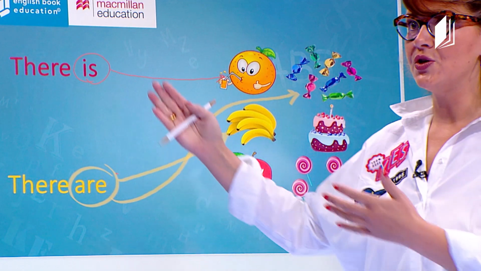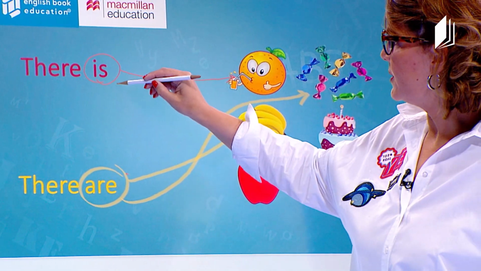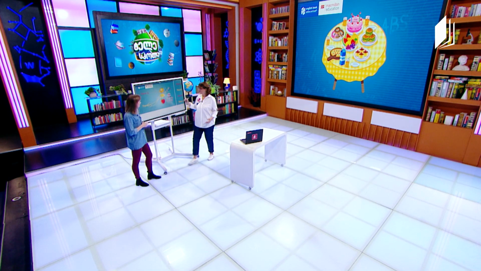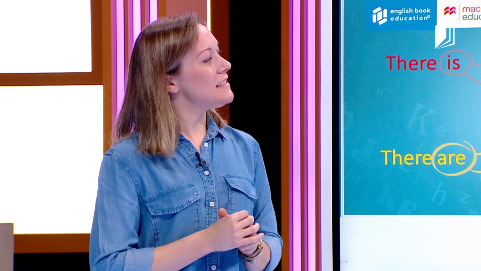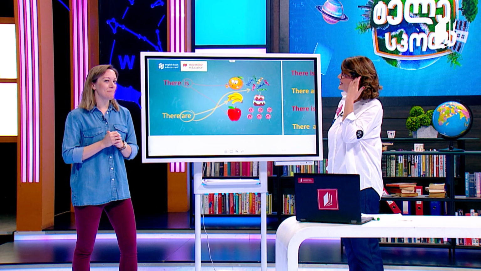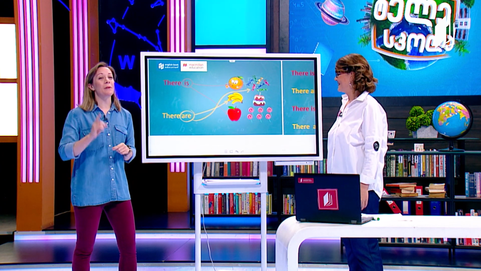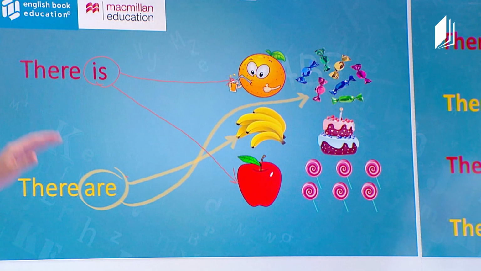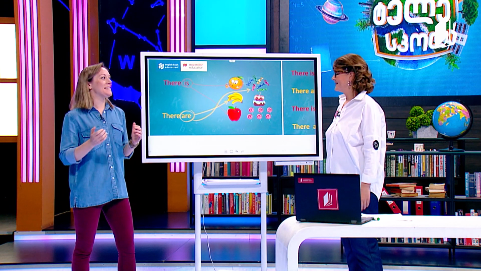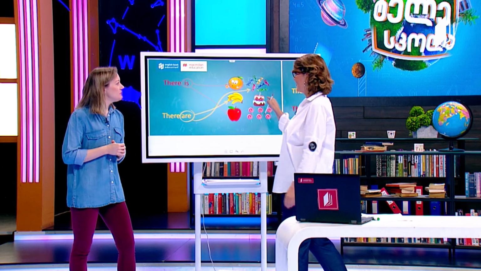That's why we match there is with one apple. Like this. Next one. I see, it's our birthday cake. And I see, well, how many? How many do you see? That's right, there's only one birthday cake. So, does it match with there is or there are? That's right, there is one cake. There is one cake and there is one candle.